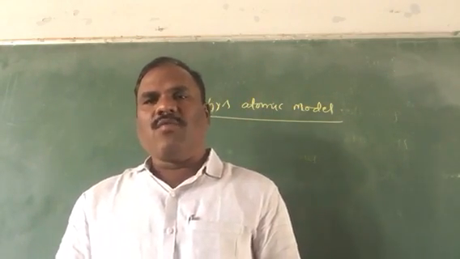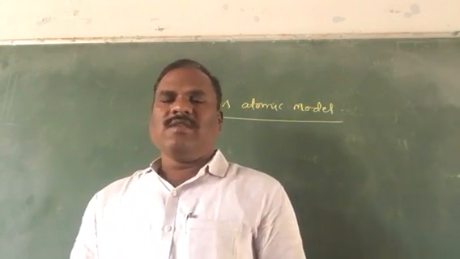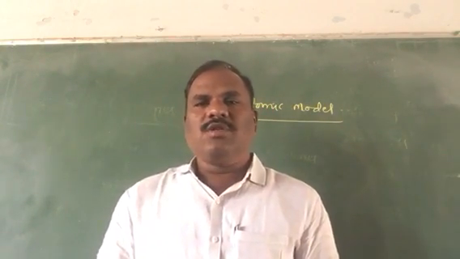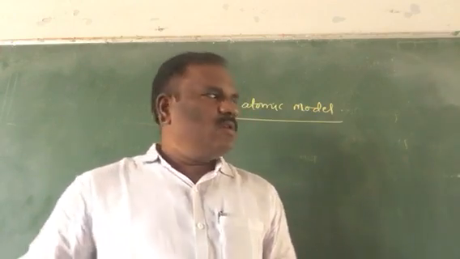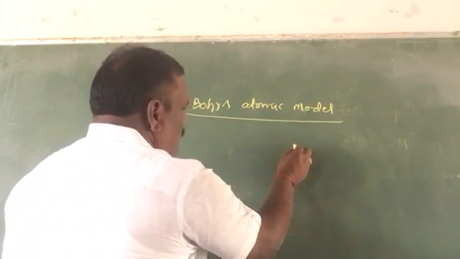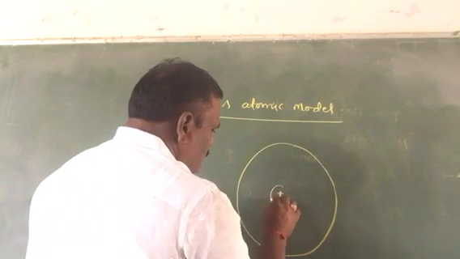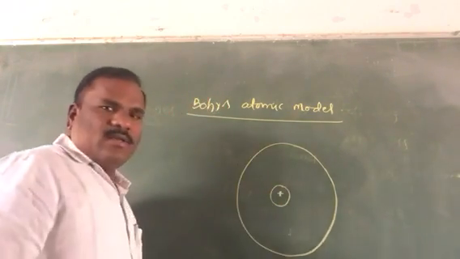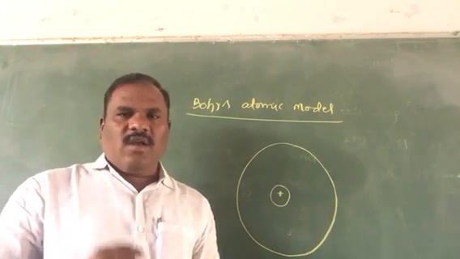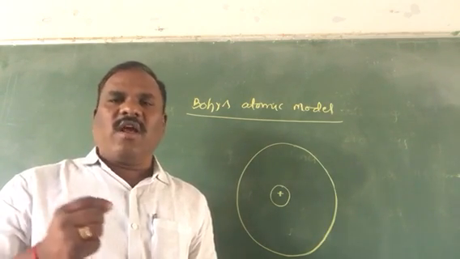So to overcome the defects of Rutherford, Niels Bohr put forward a new atomic model named the Bohr atomic model. Let us discuss Niels Bohr's atomic model today in this class. Children, according to Niels Bohr, as you know very well, this is the nucleus. The center part of the atom is called the nucleus. In the nucleus, protons and neutrons are present, and they are called nucleons.